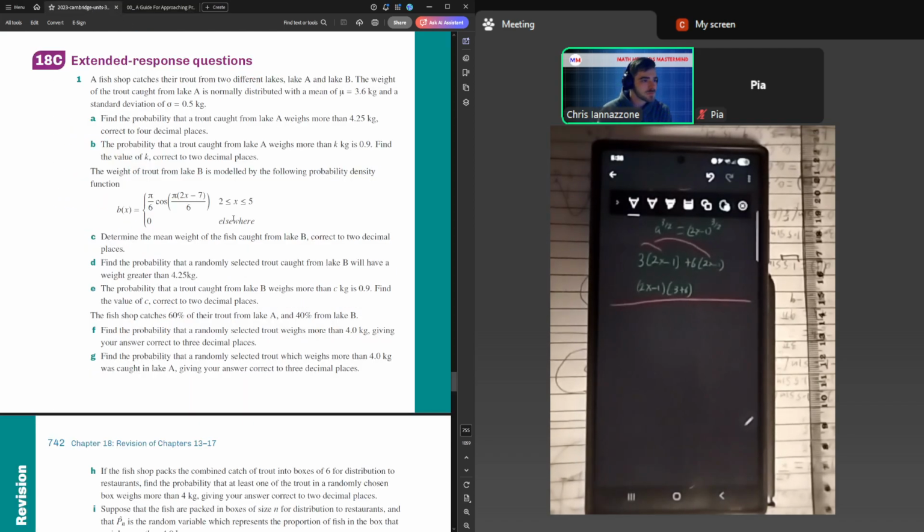Let's give it a shot. We have a fish shop, 2 different lakes, Lake A, Lake B. The weight of trout caught from Lake A is normally distributed with a mean and standard deviation of such and such. Find the probability that a trout caught from Lake A weighs more than 4.25 kilograms, correct to 4 decimal places. Any thoughts on what's going on there?